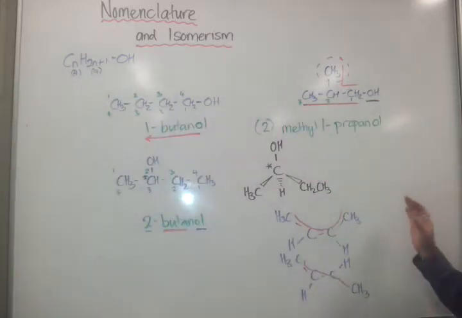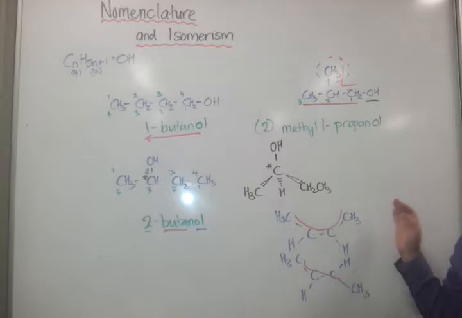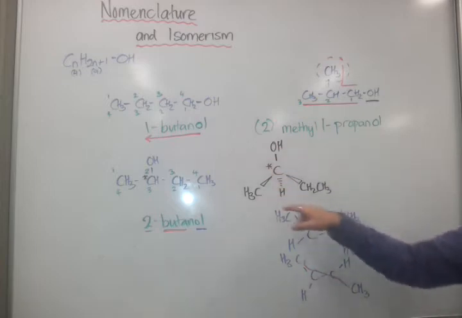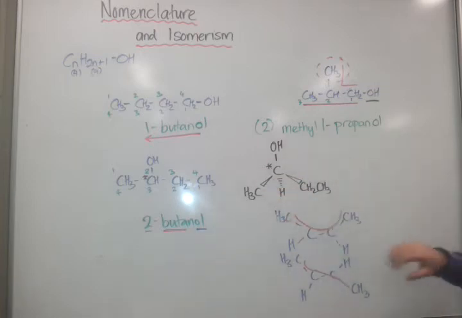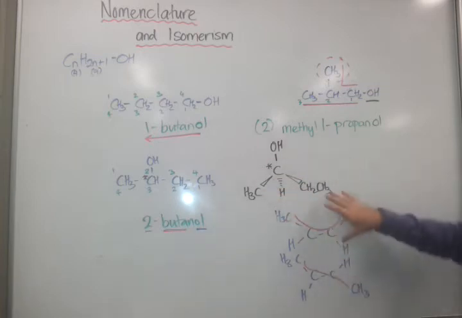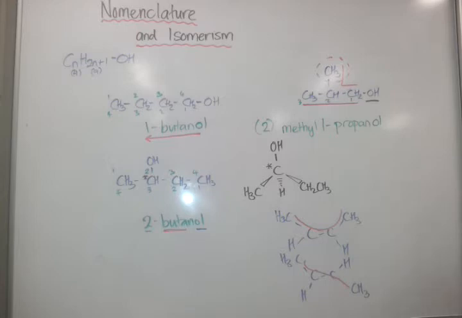These are called geometric isomers. While they have the same molecular formula, they actually have different geometry. So this is also an example of a geometric isomer. It's a special one called an enantiomer, or optical isomer. This one here is just geometric isomers called cis-trans.